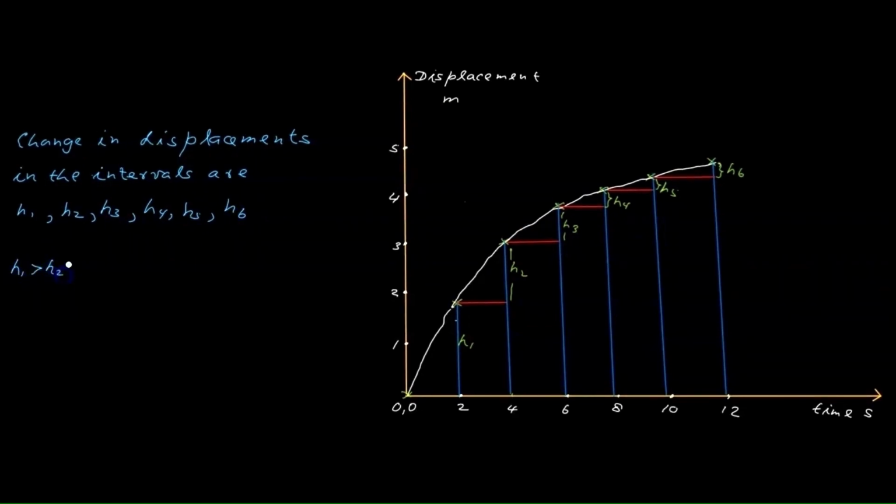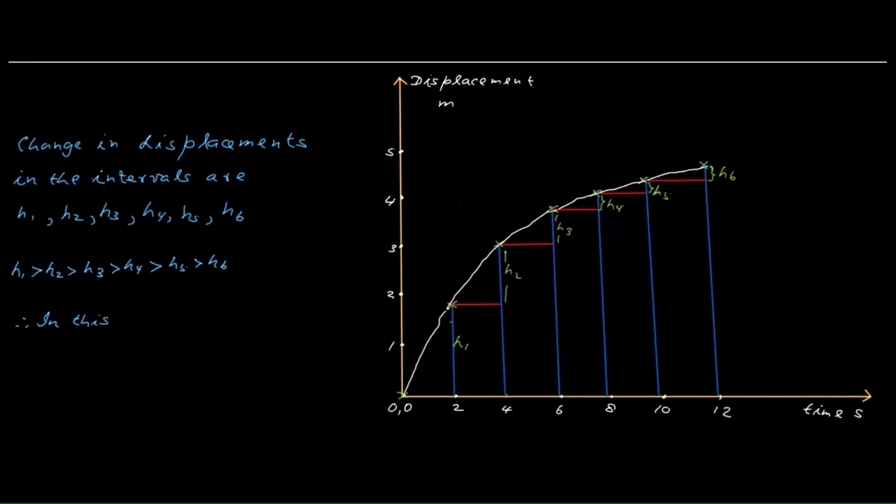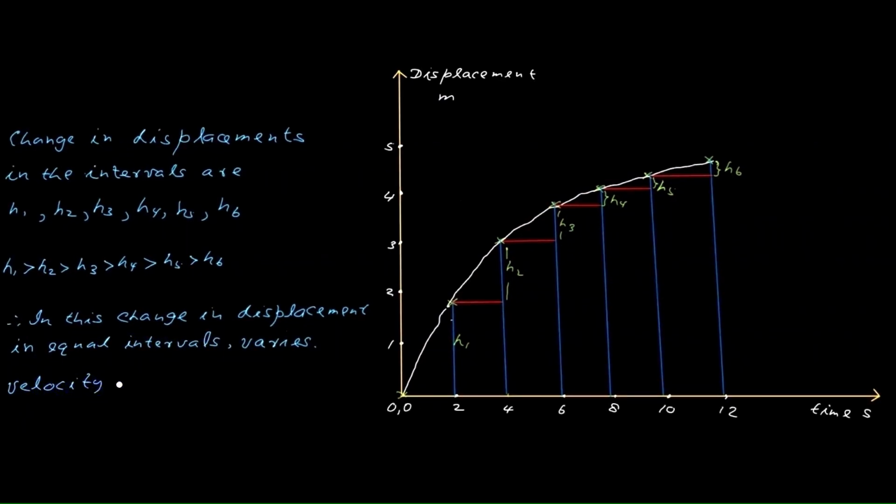In this curve, we see that h1 is greater than h2, greater than h3, greater than h4, greater than h5, greater than h6. Also we can see that the change in displacement in equal intervals varies. That means the velocity of the particle is not constant.